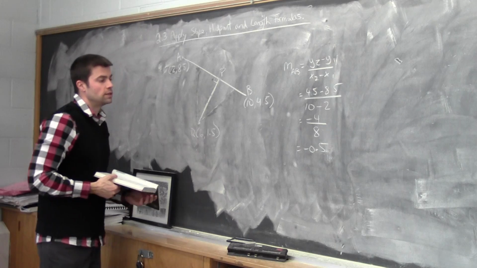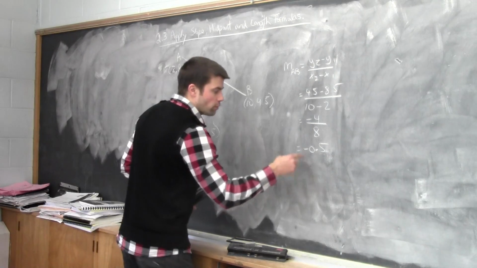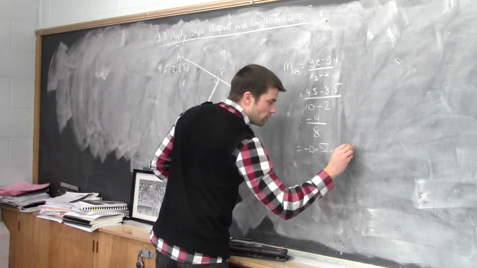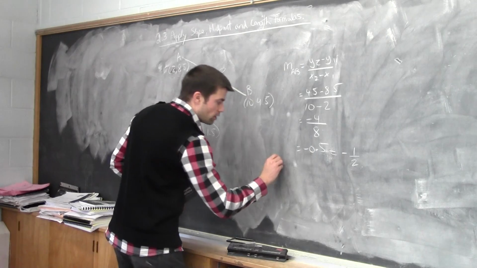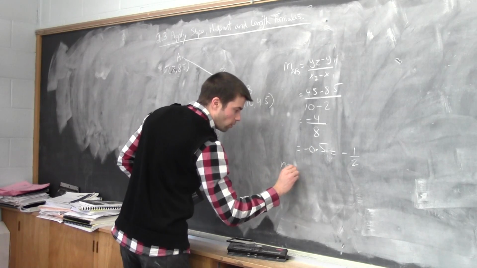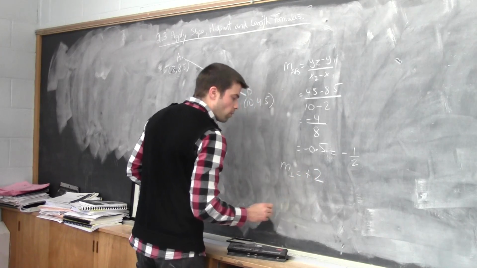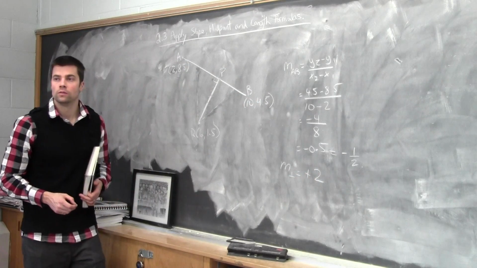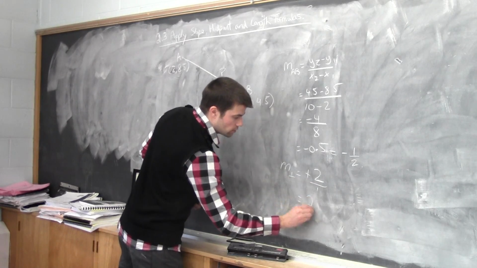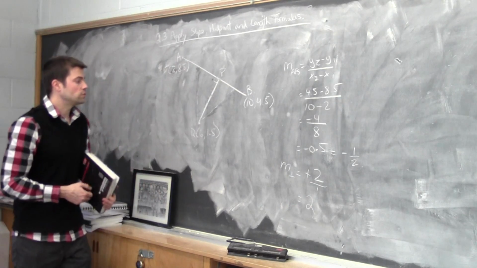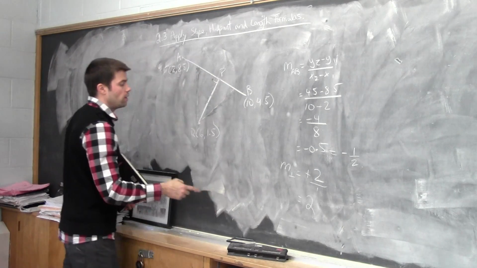So we find our slope as negative 0.5. If it's negative 0.5, we can write that in fraction form as negative 1/2. If we know the slope is negative 1/2, the negative reciprocal, or the perpendicular slope, would be positive 2/1, positive 2. It's just 2. Okay, so now we have the slope of RP, and we have a point.